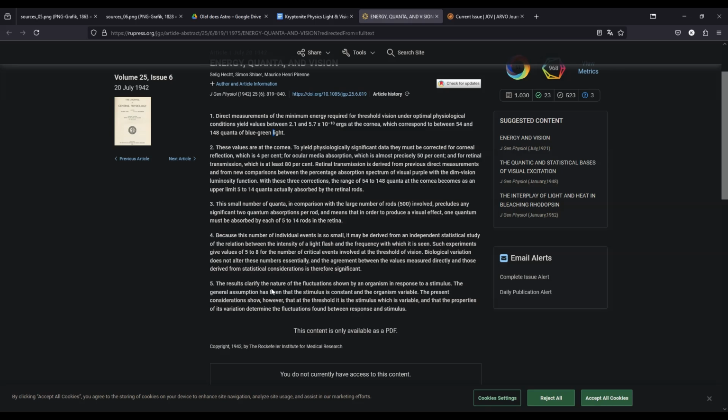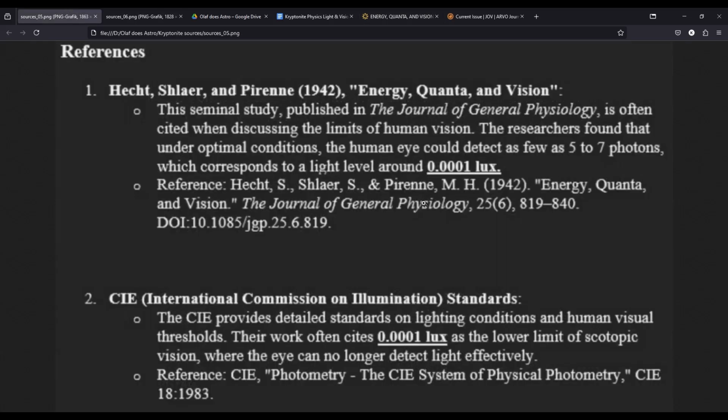Now, interestingly enough, according to Chris UK, somehow so many photons are a given number of lux. He says that actually in the citation here. The human eye could detect as few as 5 to 7 photons, which corresponds to a light level of around 0.001 lux. Now, the last part here, which corresponds to light level, is made up. That's not true, and they say it nowhere here.